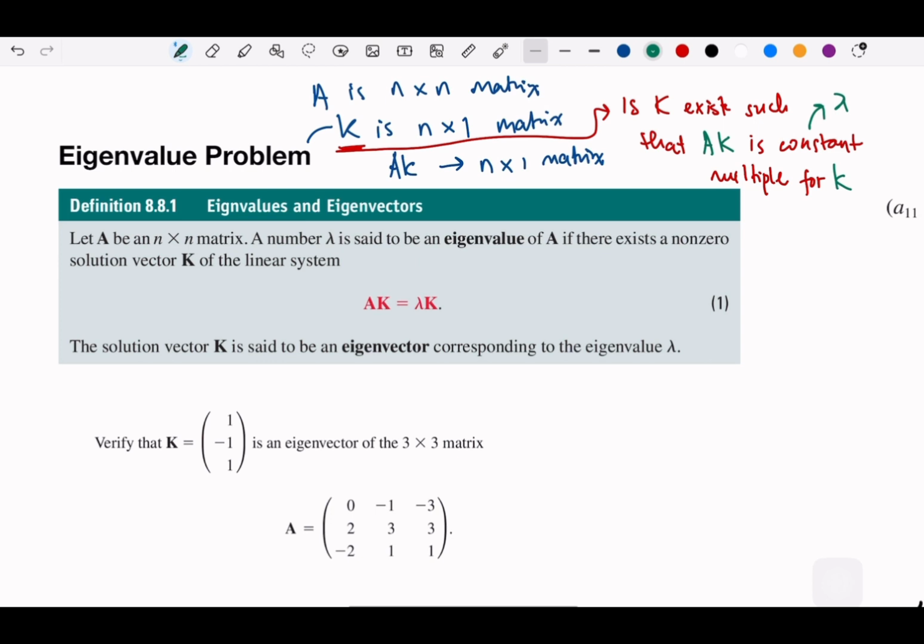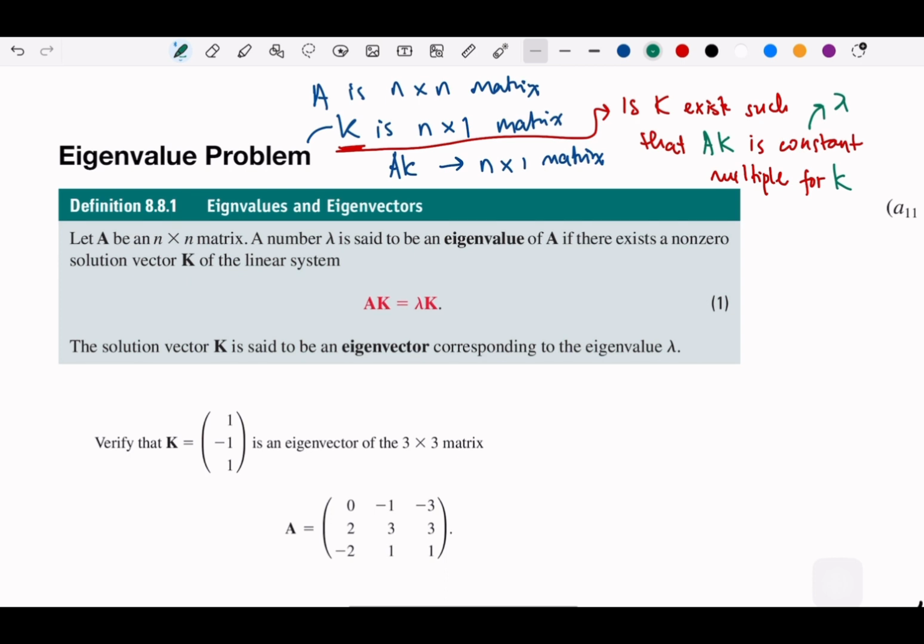Now before we go into how we find it in the equations, first of all, let's take an example of how this is going to work in a system. So we need to verify, let's say we have a K, which is the column vector 1, negative 1, 1. This is just an example. We can have any numbers, but we check whether this satisfies the condition so that we have our eigenvector and eigenvalue verified within the system. And we have this 3 by 3 matrix A.